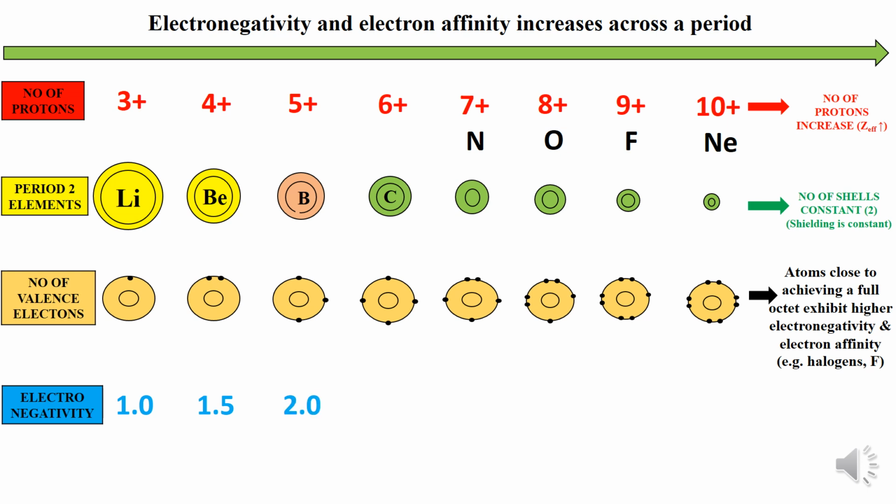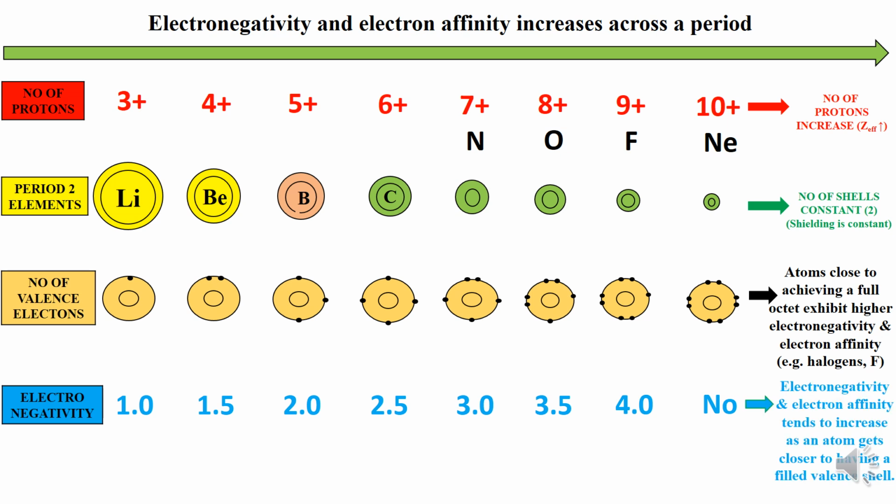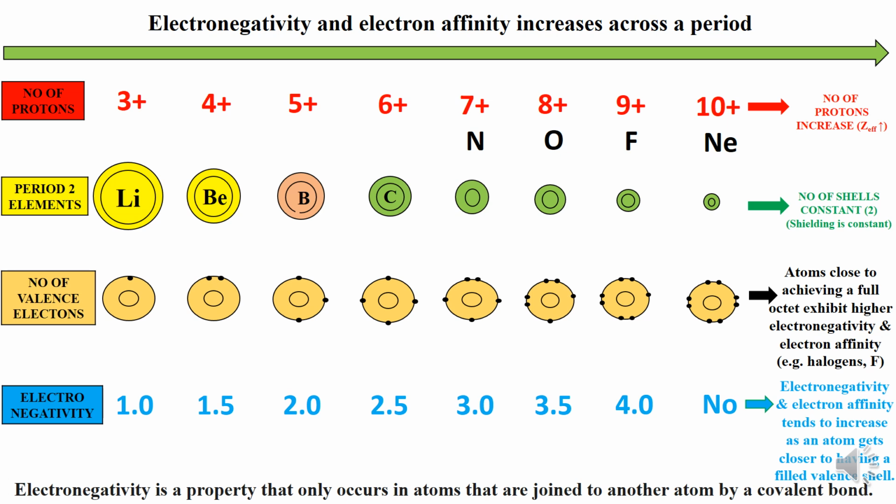So what about the electronegativity values? As you move across the period from left to right, the electronegativity values increase, and there is no electronegativity value for a noble gas like neon. You cannot define an electronegativity value for noble gases. Why is that? Because electronegativity, as I already told you, is a property of a bonded atom in a molecule. Therefore, electronegativity is a property that only occurs in atoms that are joined together by a covalent bond to another atom.